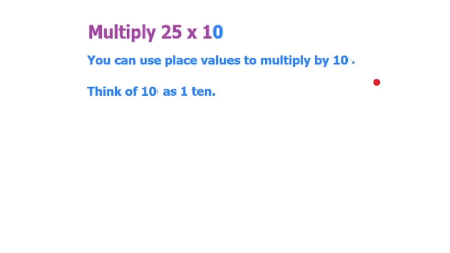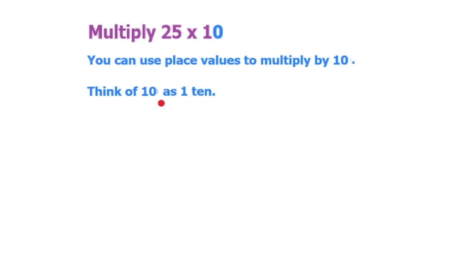In this video, we're going to learn how to multiply any number by 10. So if we have a problem like this that says multiply 25 times 10, and in math there's always steps involved, and I'll go through each step, and there's a reason why the 0 in the 10 is colored a different color. So the first step is you can use place values to multiply by 10.